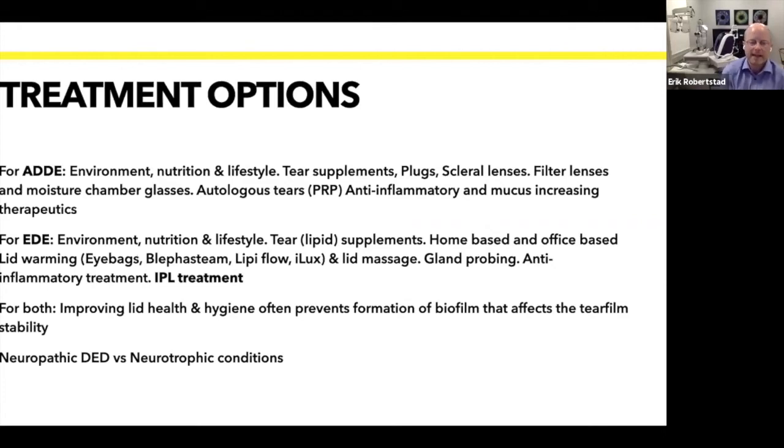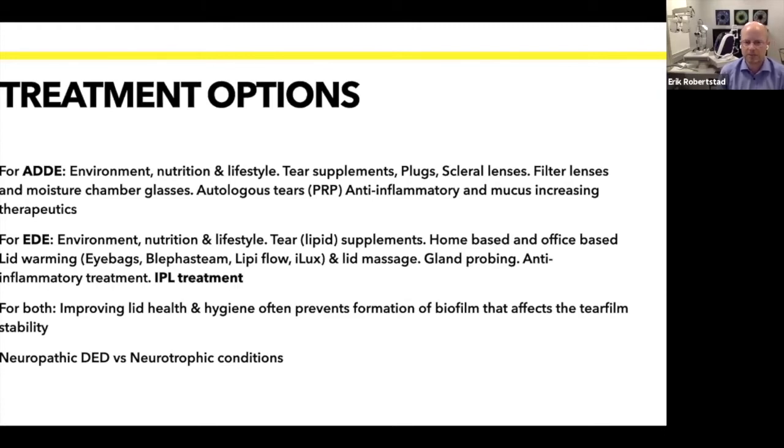So for aqueous deficient dry eye, we have environment, nutrition, and lifestyle advice on those three. Always keep that in mind. Tear supplements, plugs, scleral lenses, and moisture chamber glasses. I know that in many countries, at least in the US, it's also quite common to make autologous tears.